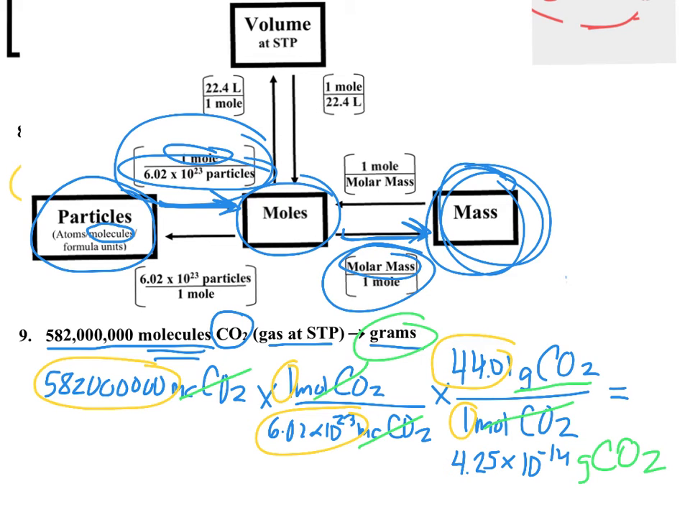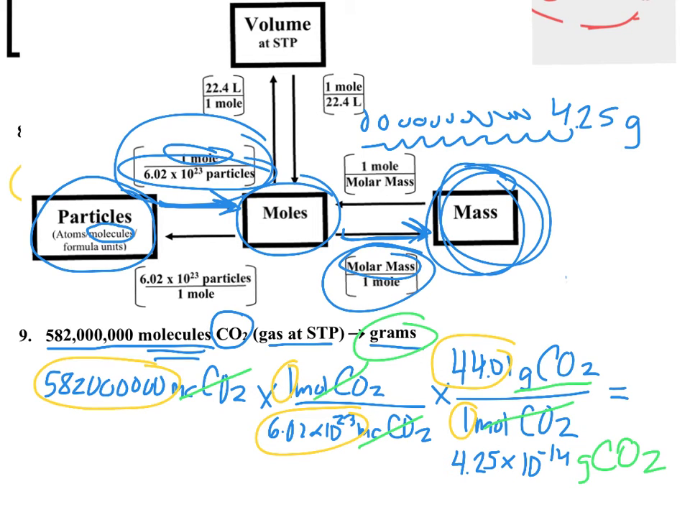It's nowhere near a gram. So even with 582 million molecules of carbon dioxide, it's nowhere near a gram. Remember, to the negative 14th means that you would go 1, 2, 3, 4, 5, 6, 7, 8, 9, all the way 14 places back in the decimal point. Think of how many zeros that is. That's like 13 zeros, right? That's incredibly small for mass. So even with millions and millions of molecules, you can see how ridiculously small and light molecules are.